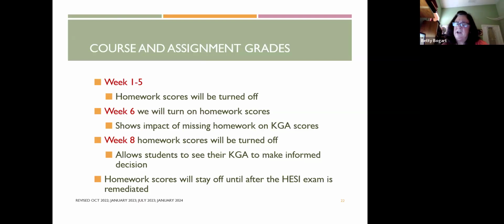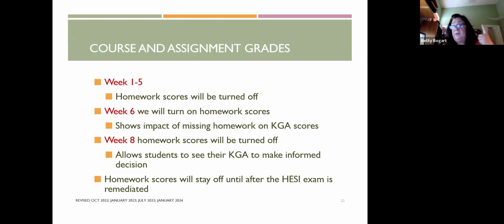We have homework grades turned off for the first 5 weeks. That means that 20% of all of those extra, we call them homework. Some of you call it the busy work that has to be done, right? Those are 20% of your grade, and those are off. Now, on week 6, I turn them on, and it shows you how those homework grades, if they're not done, how it will affect your grade.